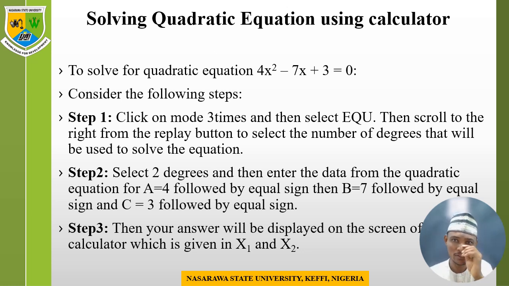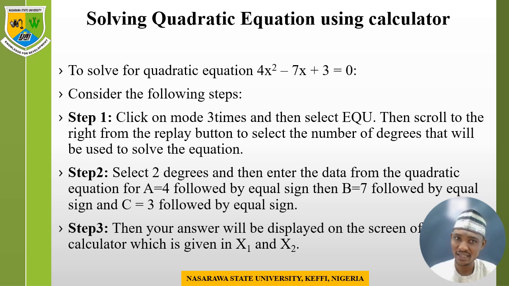Now, apart from this, quadratic equation can also be solved using calculator. If you are given a quadratic equation of this form, 4x squared minus 7x plus 3 equal to 0, now you can make use of a scientific calculator in order to obtain the given values. Click on mode 3 times, then select equation from your calculator.